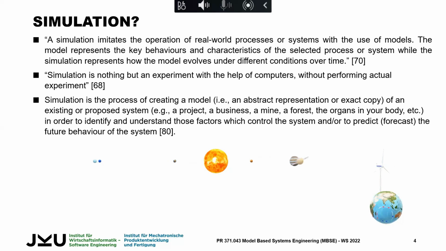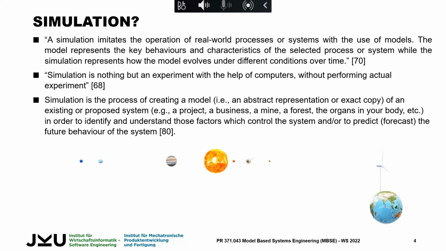Then simulation, part one. Simulation is the process of creating a model, an abstract representation or exact copy of an existing or proposed system, a project, a business, a mine, a forest. So, the definition of the system, in order to identify and understand those factors which control the system and/or to predict the future behavior of the system. This is also a very good definition.